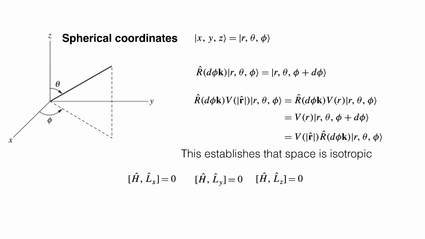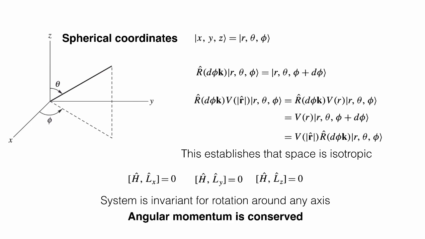Instead, these three equations that I have on the slide, they do establish one thing. I could pick a set of eigenstates that diagonalize H and Lx at the same time, yes. Or I could use a set of eigenstates that diagonalize H and Ly at the same time. Or I could use a set of eigenstates that diagonalize H and Lz at the same time, but not all at the same time. No, not all four. Okay. So that only says that the system is invariant around any axis, or the angular momentum is conserved.